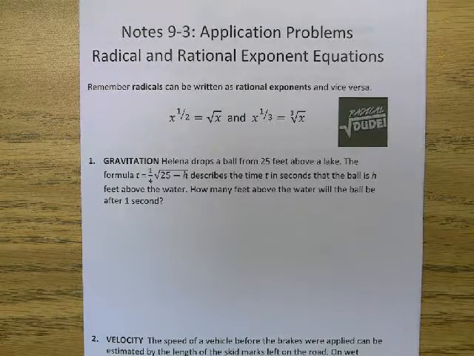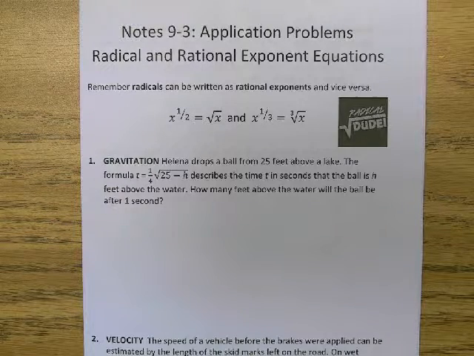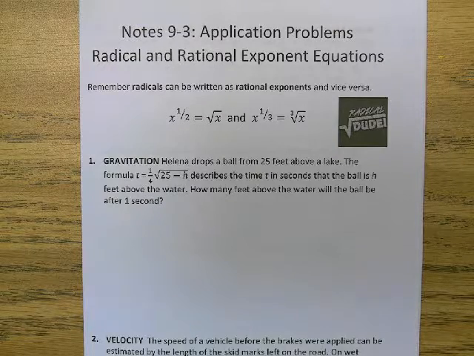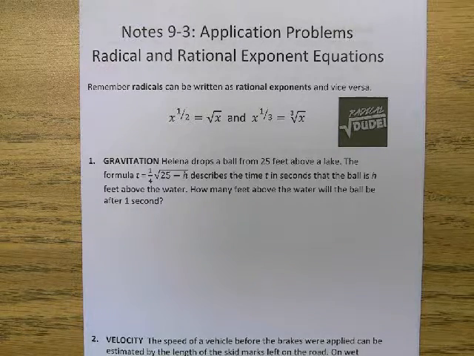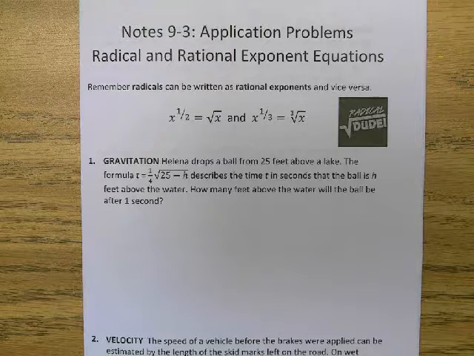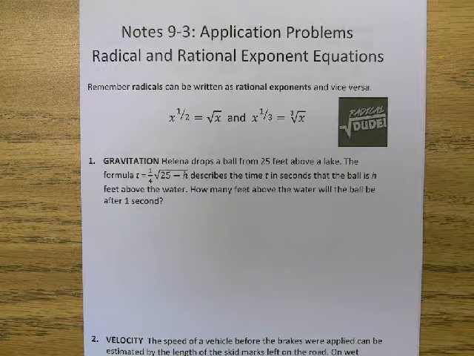So let's look at this first one. It says that Helena drops a ball from 25 feet above a lake. The formula T is equal to 1/4 times the square root of 25 minus h describes the time T in seconds that the ball is h feet above the water. So we want to know how many feet above the water the ball will be after 1 second.